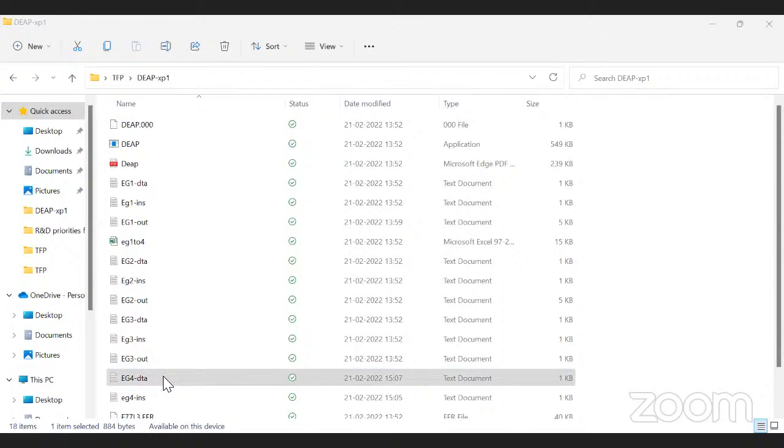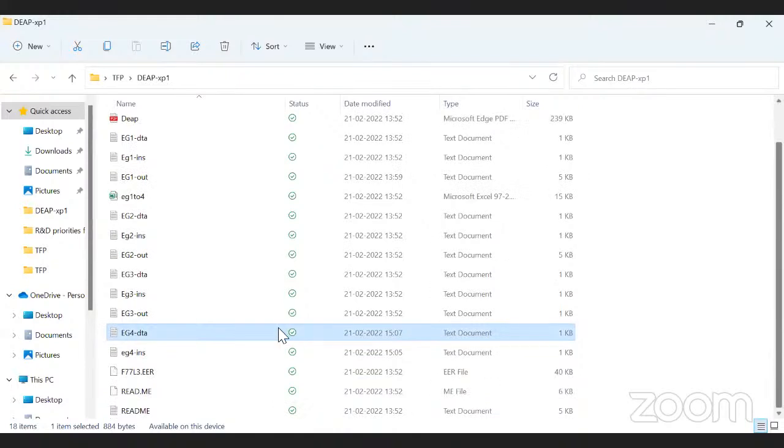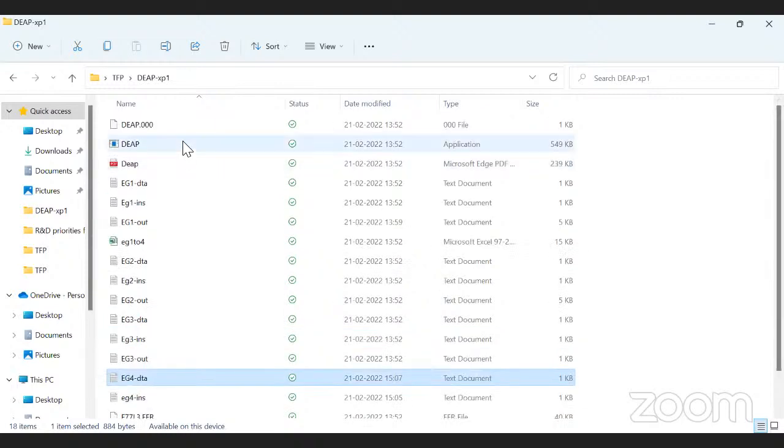Here in the software, there are three types of files. One is the data file, EG4 DTA. One is the instruction file, where we fill in the information about output and input. Another is the output file, which will come when we give this instruction file to the DEAP software. The data from the Excel sheet I have already pasted here.